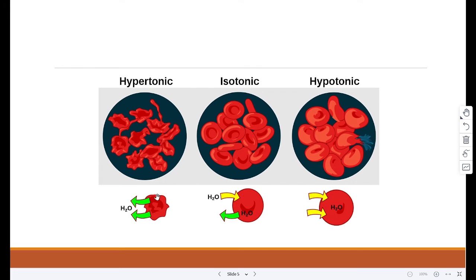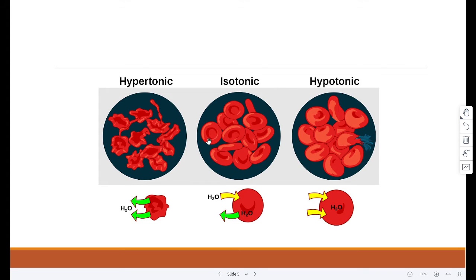These are red blood cells. So if there is a low water potential outside of the cell, what is going to happen? Through osmosis, the water in the red blood cells is going to travel out to the surrounding. Because of this, the cells are going to go into a hypertonic state. They are going to shrivel up, and this is how they are going to look.